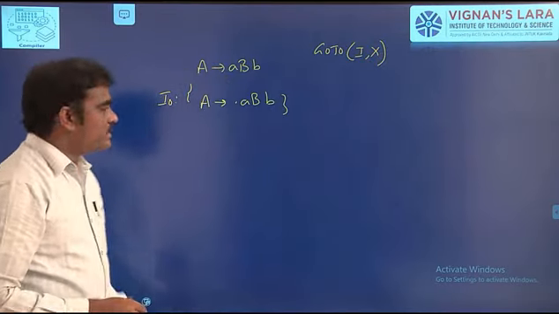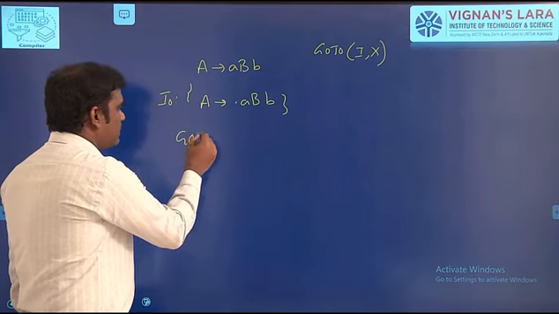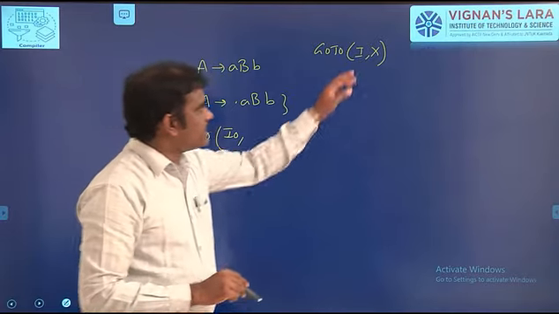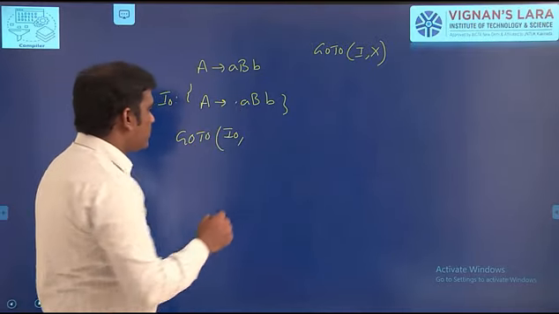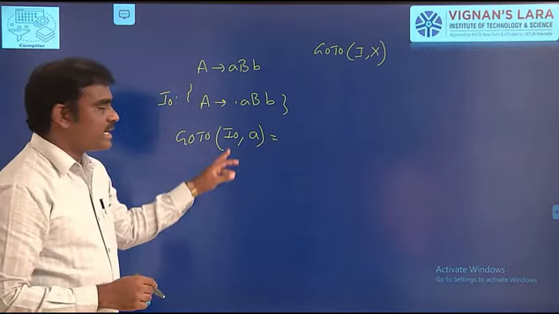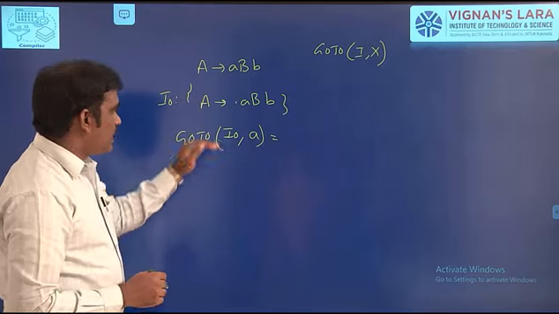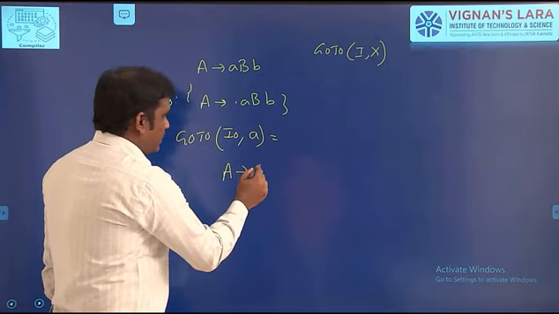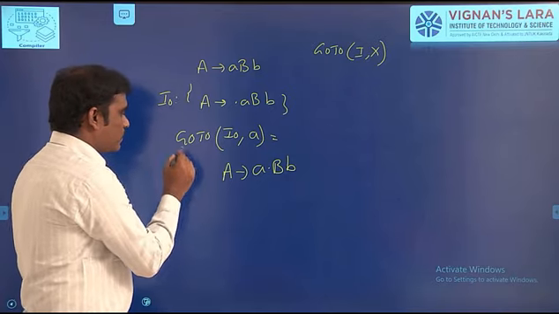What is I? I means a set of states. What is X? X is a grammar symbol, which represents the symbol immediately following the dot. So write goto of item I0, and here the dot is followed by A, so write A. After performing this, goto of I0 comma A, the dot moves to the right-hand side: A → A·BB. This is a new set of items, I1.